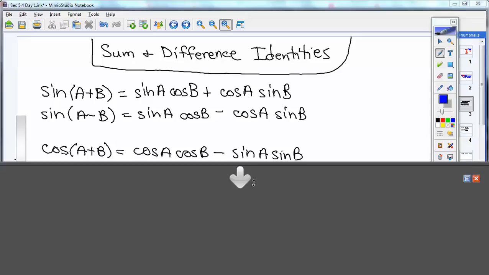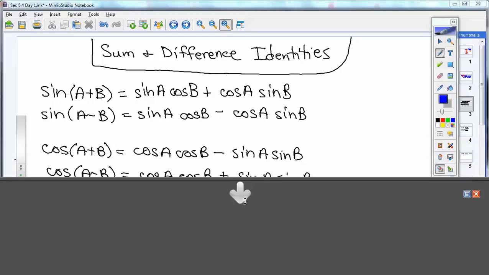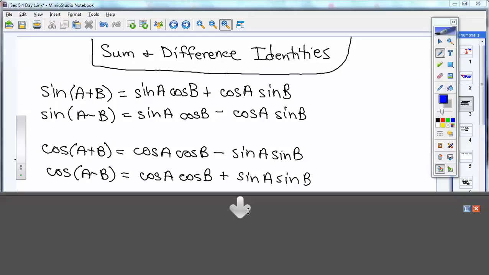I probably should double check and make sure I got it right. It was kind of early this morning when I did that. Pretty sure. And then what do you suppose it is with the minus? It's going to be just the same, except there'll be a plus sign in between. But it's cosine A cosine B. So it's always the A first, then the B, when you put them in there. The first thing in the parentheses, then the second thing in the parentheses.